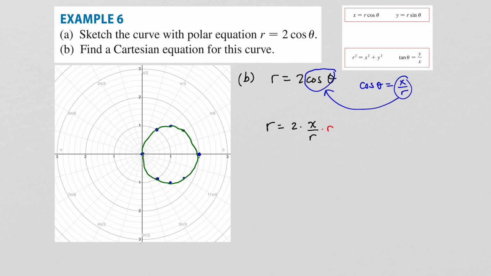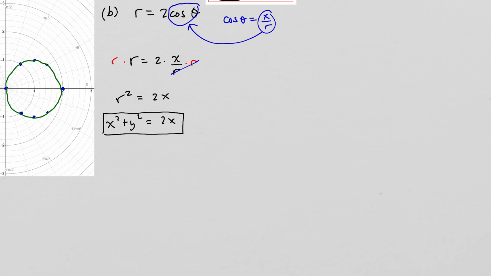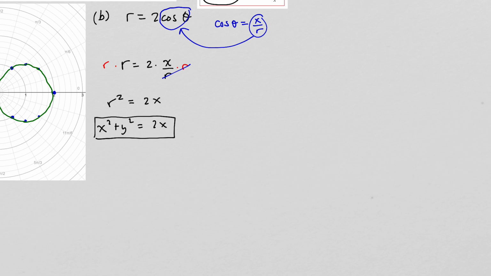Next, I'm going to multiply by r on both sides. That will cancel out the r's here, and we end up getting r squared is equal to 2x. And then we're going to remember that r squared is equal to x squared plus y squared. And so the Cartesian equation is x squared plus y squared is equal to 2x. Now the question is, do you recognize that this is the equation of a circle? Maybe not, right? So let's convert this into a more recognizable form. If I subtract 2x from both sides, we get this.